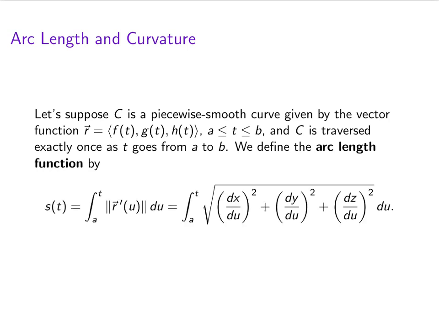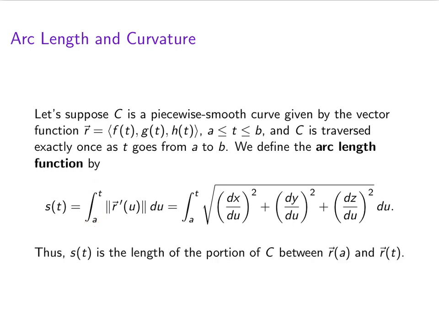We're going to say that s of t is the integral from a to t of the length of r prime of u du. So very important to notice our limits of integration. This is just what we were doing when we were computing arc length, but now we're having our limits of integration go from a, which is a number, up to t, which is going to be some parameter. This measures the length of the portion of the curve between r of a and r of t.